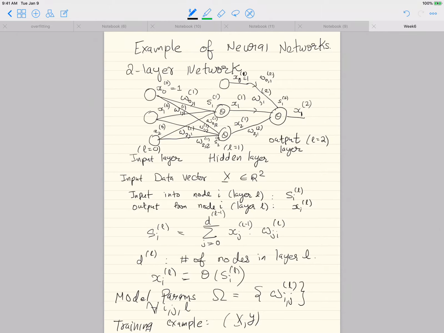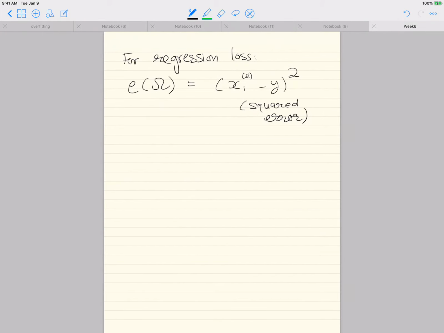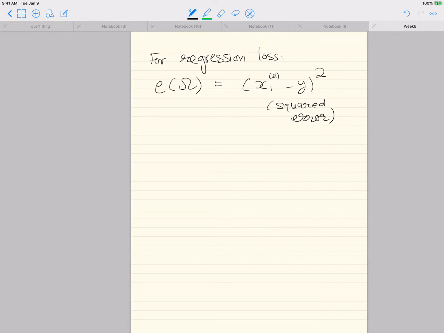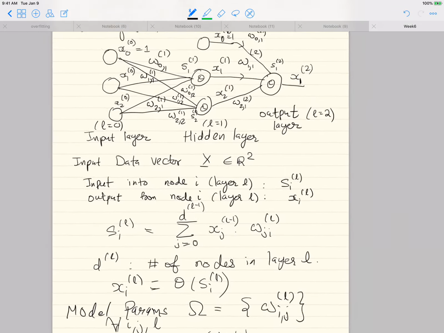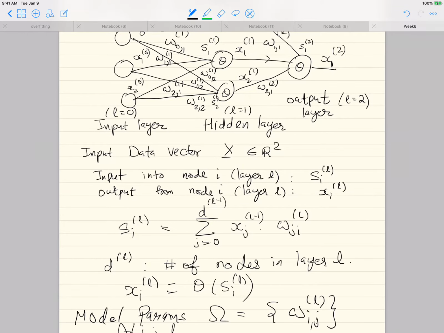I have a question about the notation. If you go to the next page where you have the loss, I don't understand the x sub 1. This is the output. 2 is the output layer. 1 is the one node we have in this layer. Okay, so 1 is node number 1, right? This is this one, yeah. 1 is the node index. 2 is the layer index. Oh, okay.